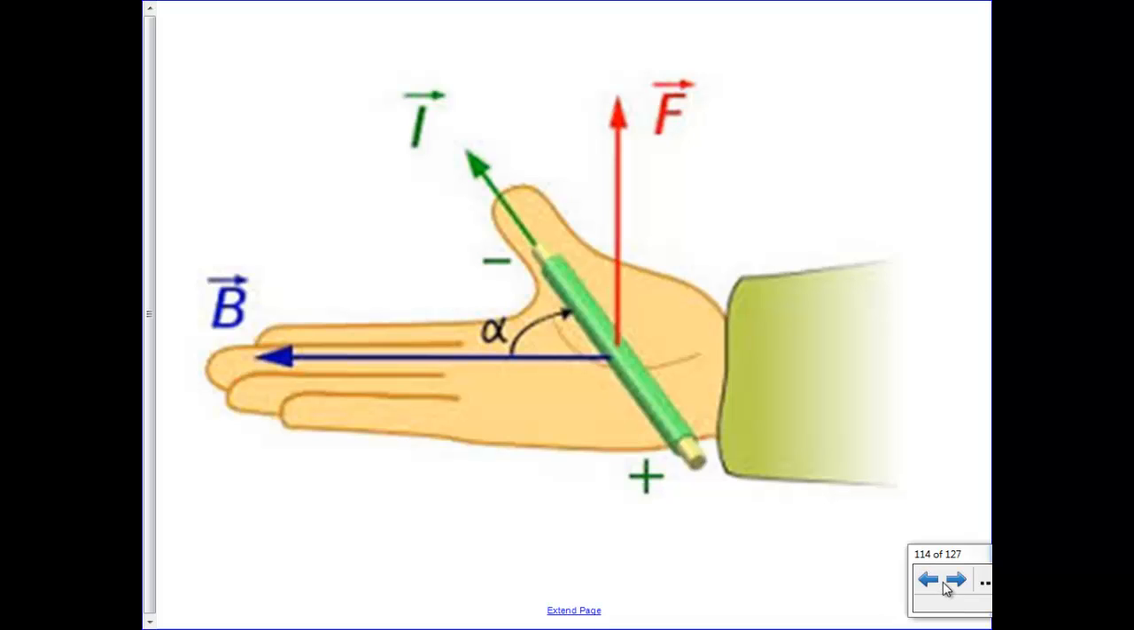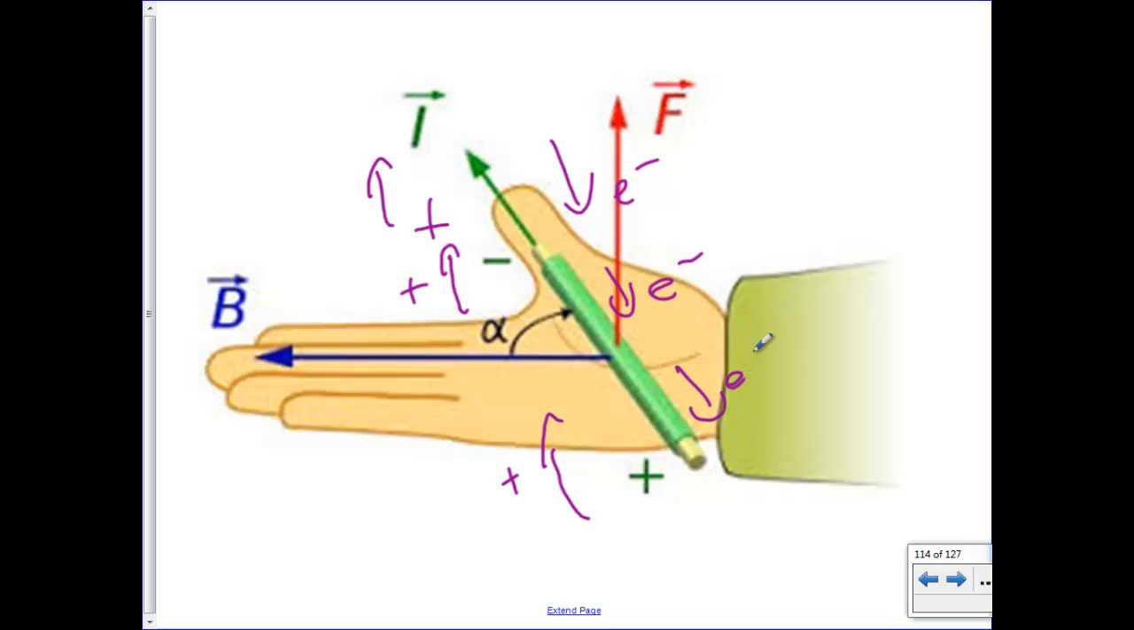All right, what hand is this? Right hand. So the field goes this way. In terms of current, this must mean that positives are going this way. Positive charges are going that direction if you're using your right hand. So then the electrons themselves must be going the opposite direction.